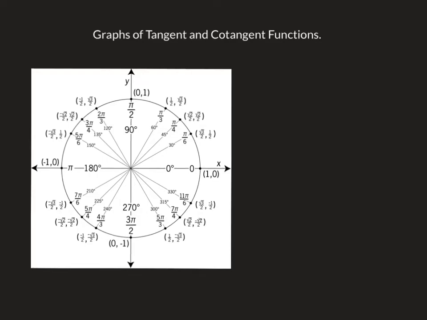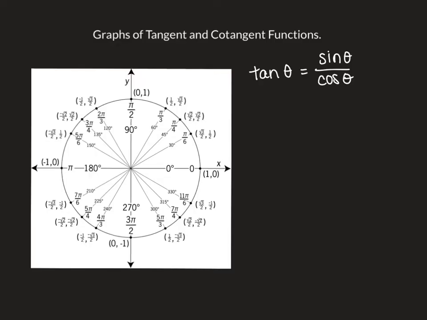In this lesson, we're going to look at graphing the tangent and cotangent functions. So we're going to start first with looking at the unit circle, and let's remember how to calculate the tangent function. So we know to calculate tangent, we have to take the sine of the same angle and divide it by the cosine of that angle.